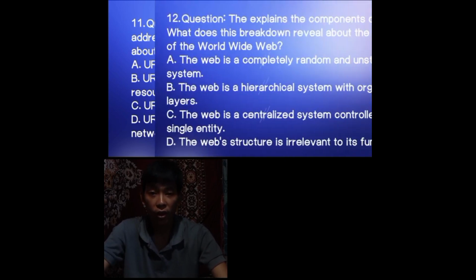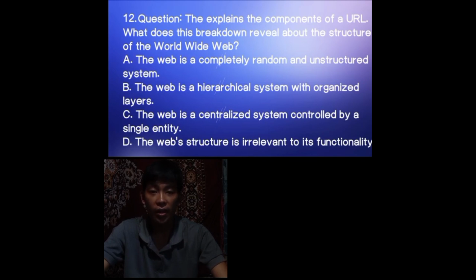Number 12 question. So this explains the components of URL. What does this breakdown reveal about the structure of the World Wide Web? A. The web is completely random and unstructured system. B. The web is a hierarchical system with organized layers. Letter C. The web is a centralized system controlled by a single entity. Letter D. The web's structure is irrelevant to its functionality.